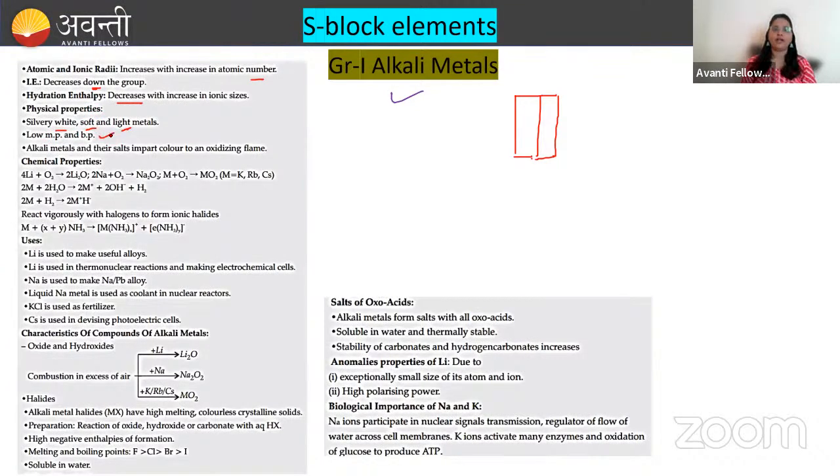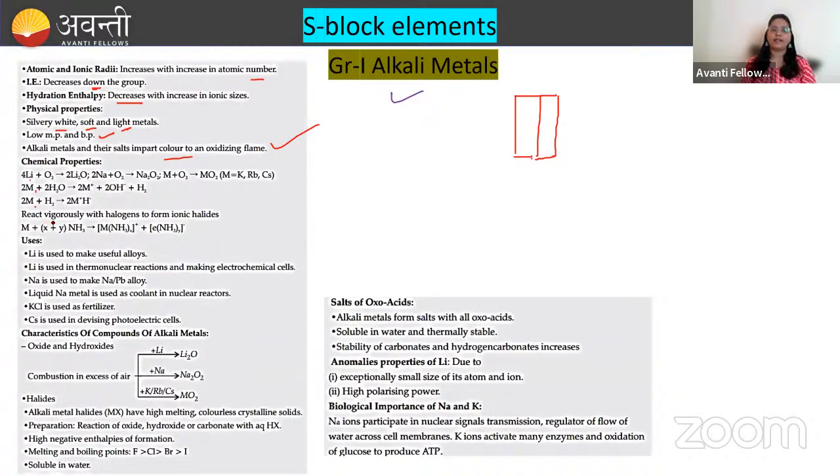They have low melting point, low boiling point, alkali metals, and their salt imparts color to an oxidizing flame. मैंने आपको पहली स्लाइड में दिखाया था, देखो, different elements, different metals के different colors हमको flame test में दिखते हैं. These are the chemical properties of lithium, and the metals M means what? Different metals present.